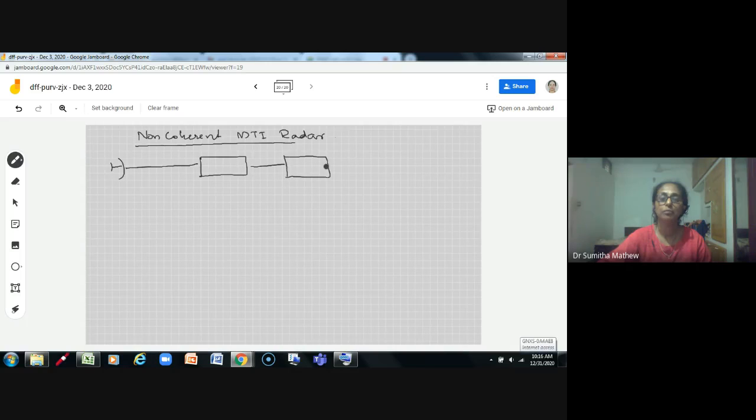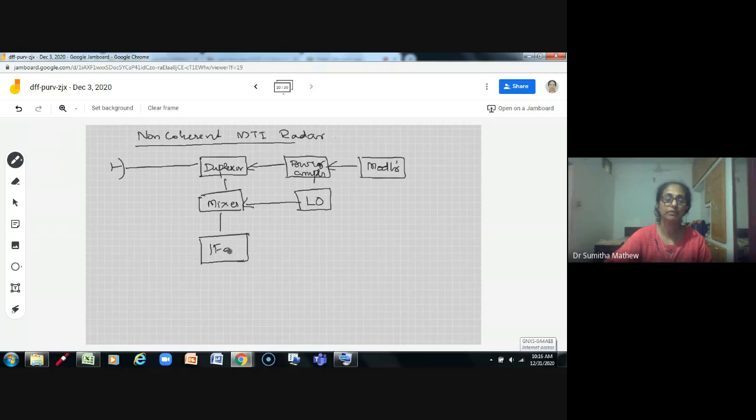Duplexer, power amplifier, power amplifier, modulator, then mixer, local oscillator, IF amplifier, amplitude detector, and delay line canceller. This is the simple block diagram for a non-coherent MTI radar.